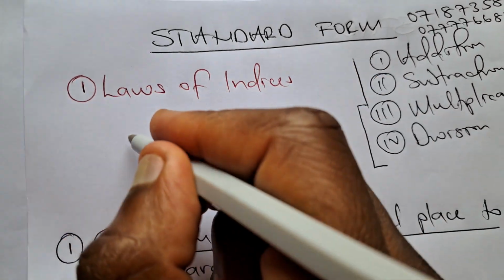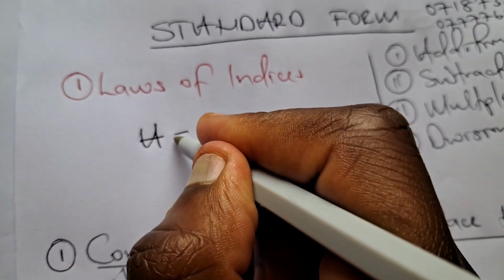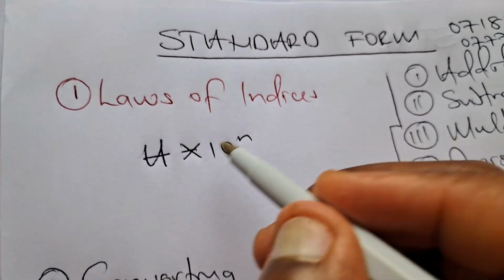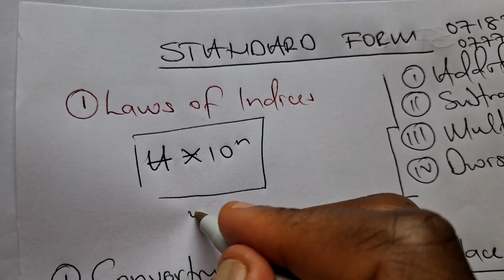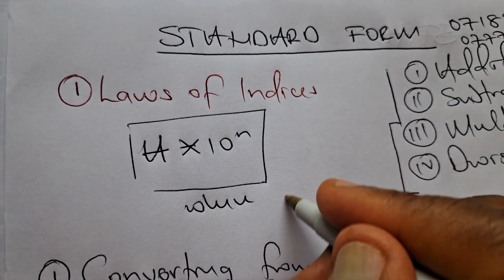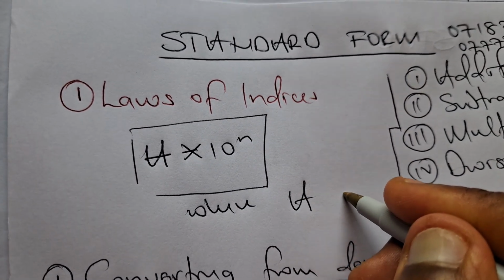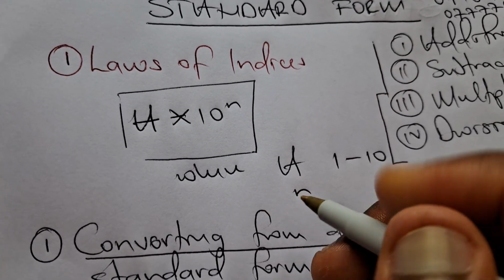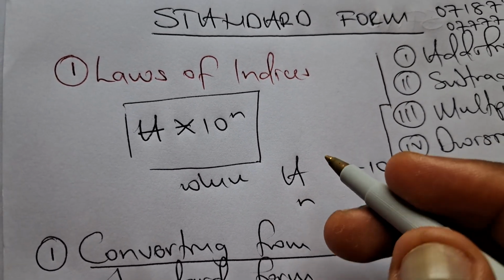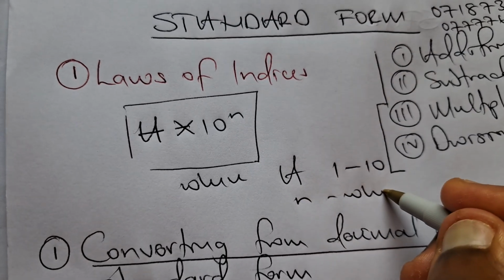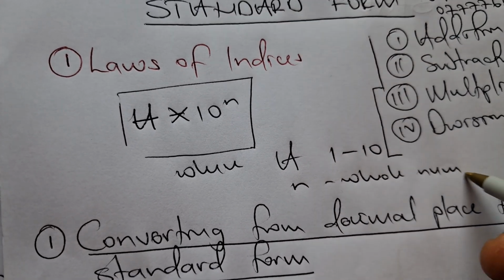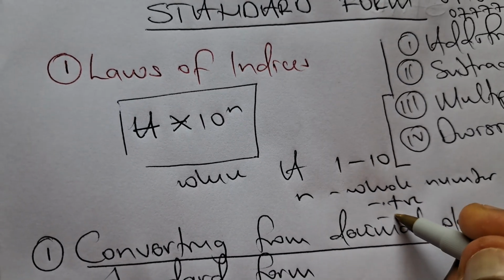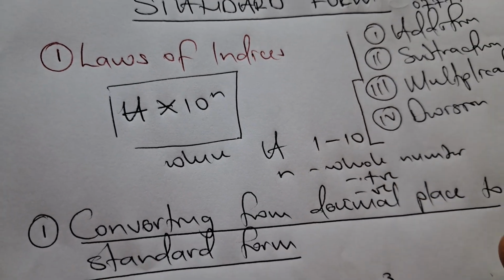So when you're writing standard form, that's how we write it: a times 10 to the power n, where a is a number between 1 and 10, and n is a whole number. N is a whole number. It's either positive or negative.